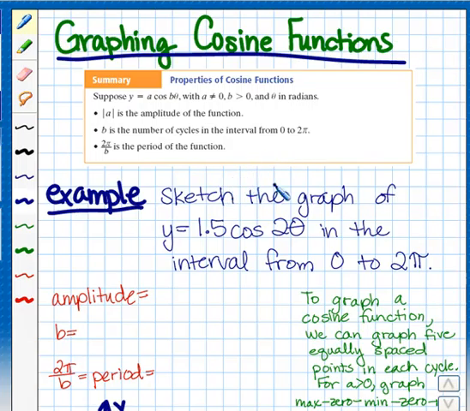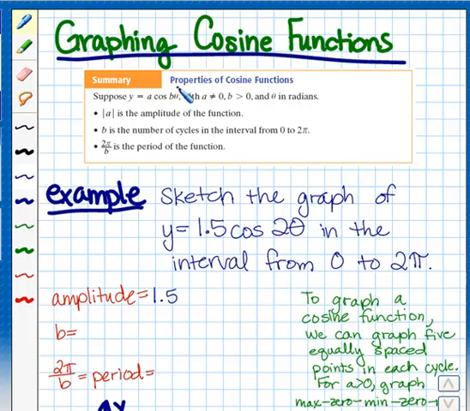So here's an example. We want to sketch the graph of y equals 1.5 times cosine 2 theta in the interval from 0 to 2 pi. First of all, we need to find the amplitude. If we look at our equation, y equals a cosine b theta, this is our a, 1.5, and the absolute value of 1.5 is our amplitude. So our amplitude, the absolute value of 1.5, is just 1.5.